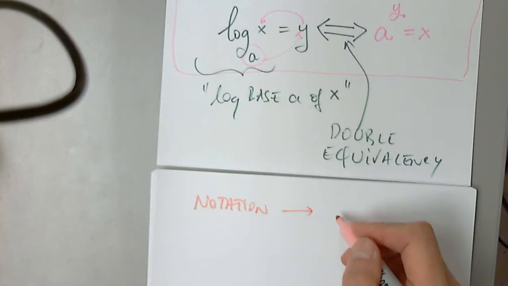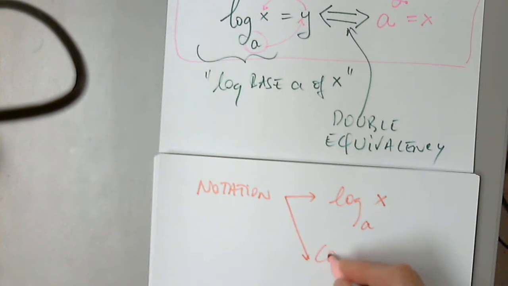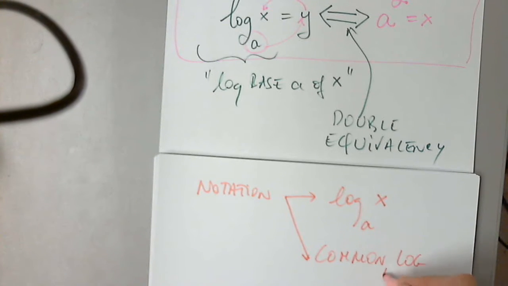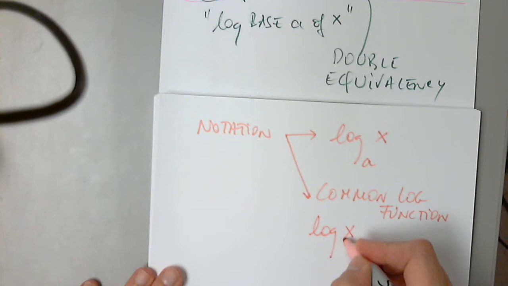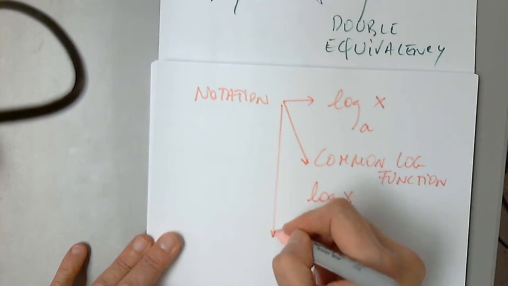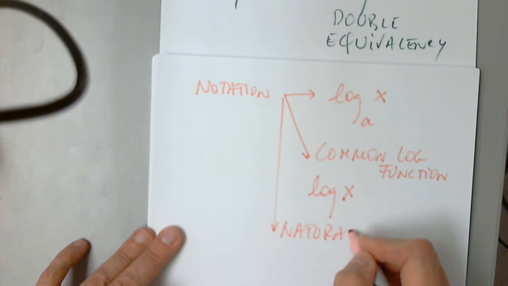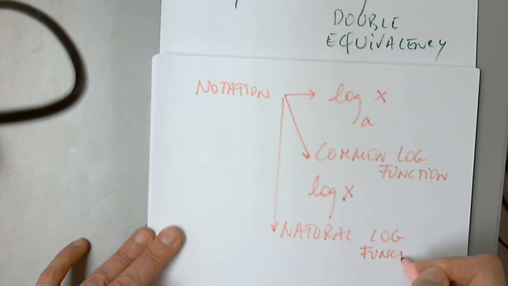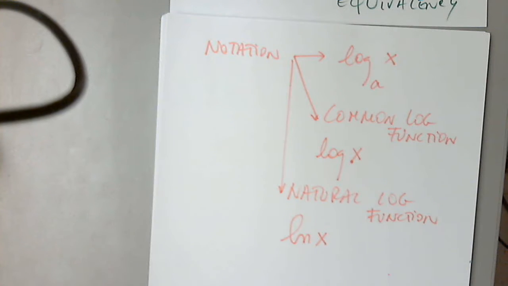So now, one more time the notation. For a general base it is log base a of x. For the common log function, the notation is log x. And for the other special one, the natural log function, it is ln x. It comes from German. It should have been natural log and L, but it's ln because it's a German mathematician who came up with it.